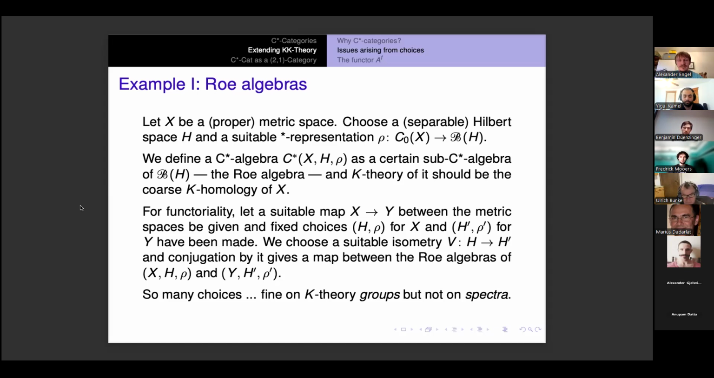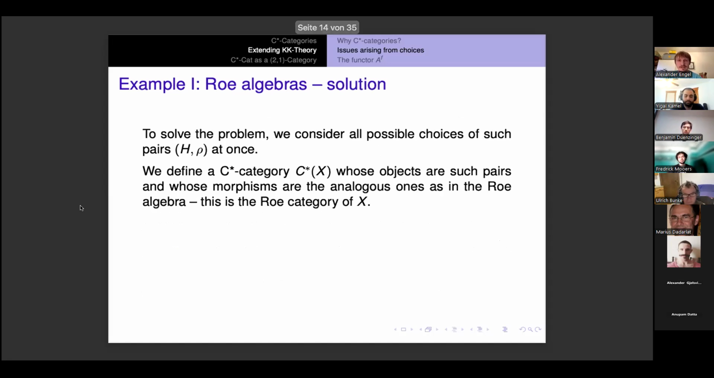And as I said, the solution is to go to a suitable C-star category. So instead of defining a C-star algebra, we define a suitable C-star category where everything becomes canonical without any choices. So how do we do this? It's basically a dumb idea, namely in the sense that you consider everything at once. All the choices that you can do, you just consider them all. Meaning that you now define a C-star category whose objects are all these pairs of Hilbert space and representation that you can choose. So you don't choose one, you just consider them all just as the objects.